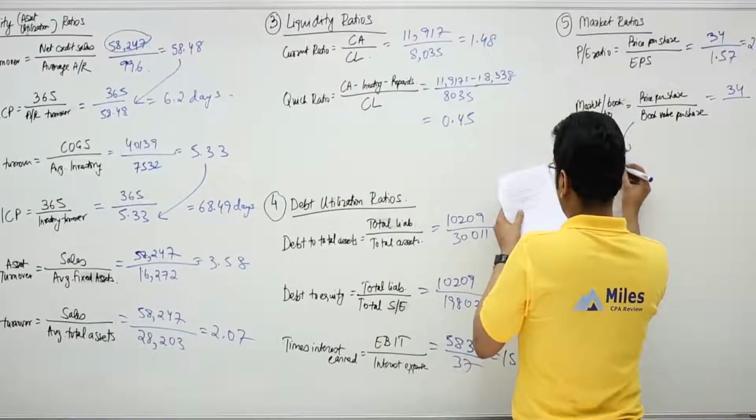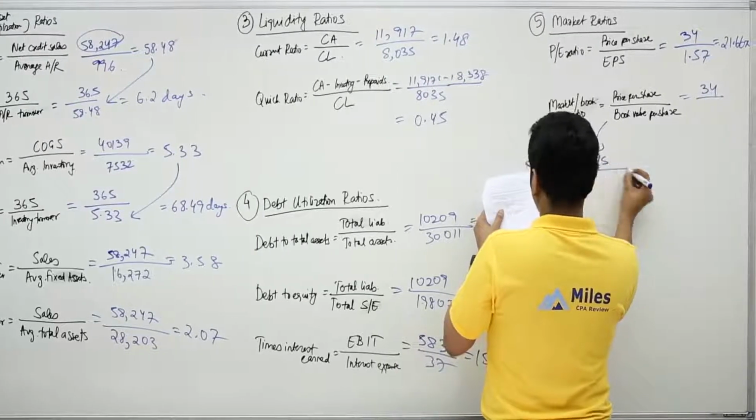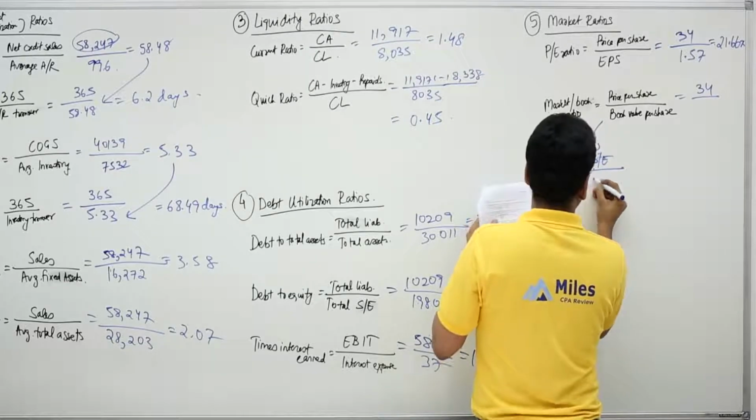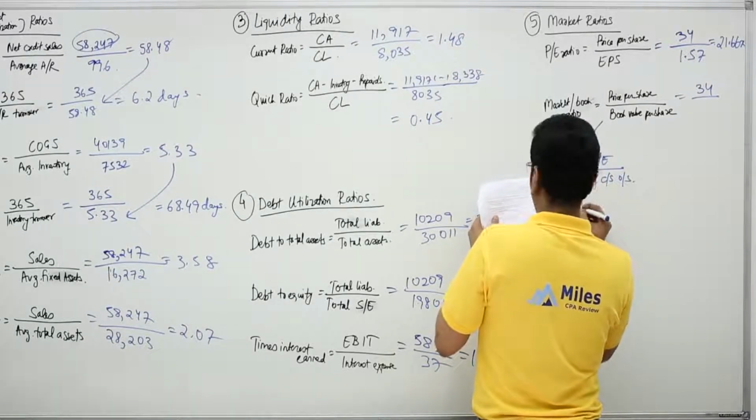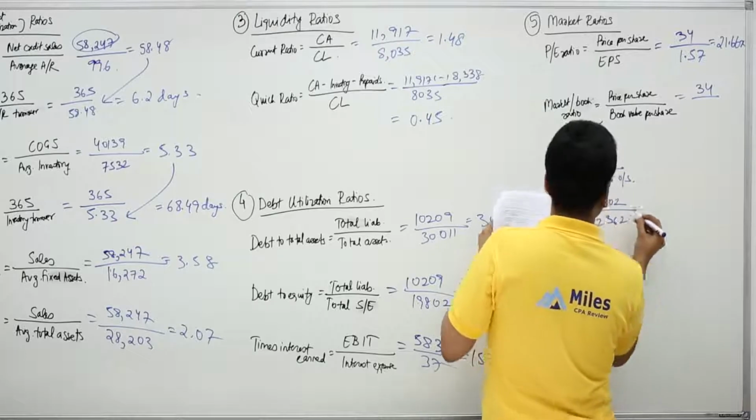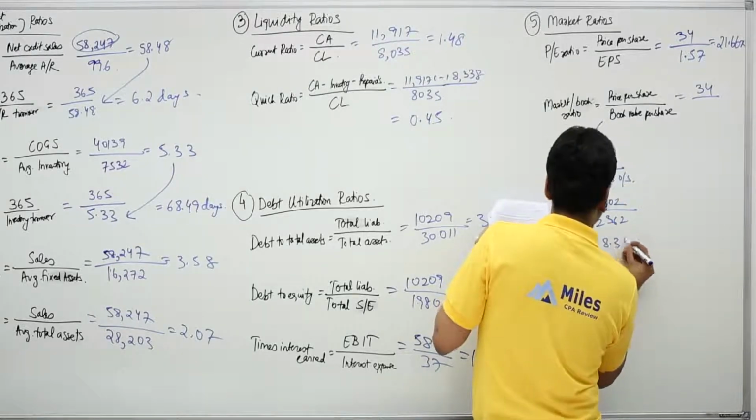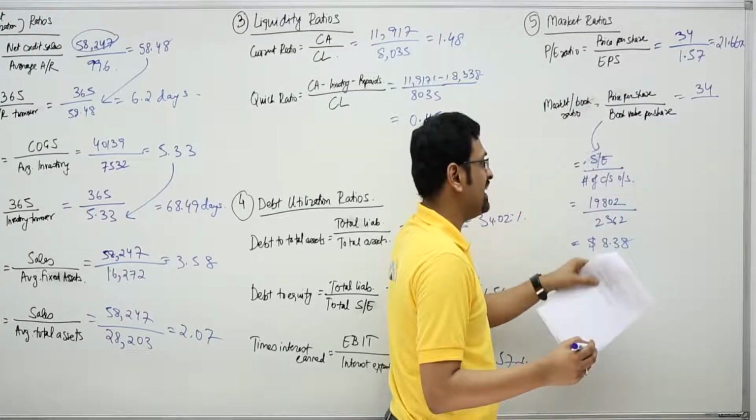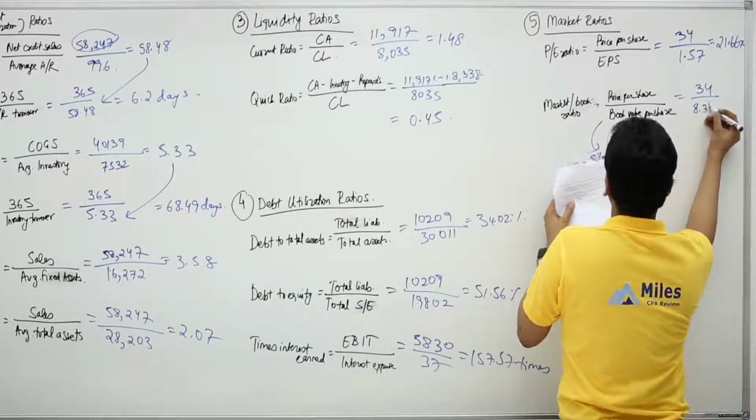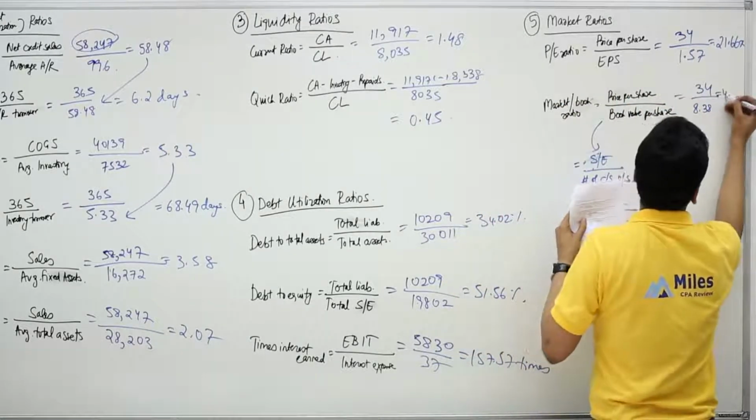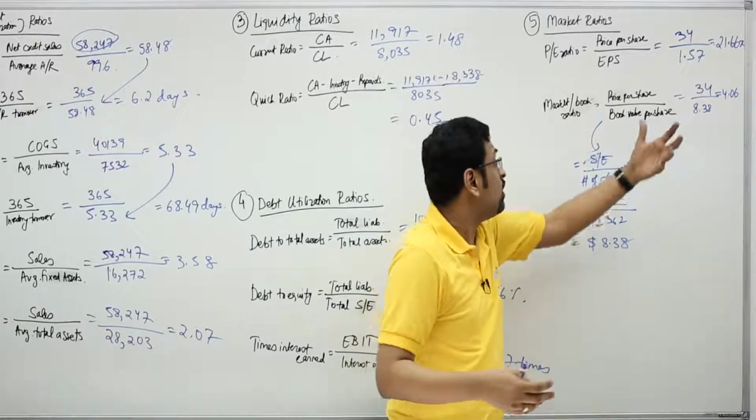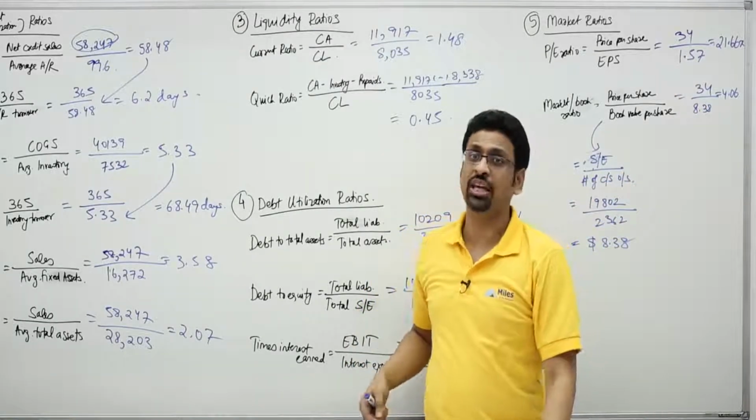So this is equal to stockholders' equity divided by number of common stock outstanding, which is 19,802 divided by 2362, which is $8.38 per share. So the book value per share is $8.38. Price is $34, book value is 8.38, gives us a market to book ratio of 4.06. So the market price of each common stock is like 4 times the book value of each common stock.